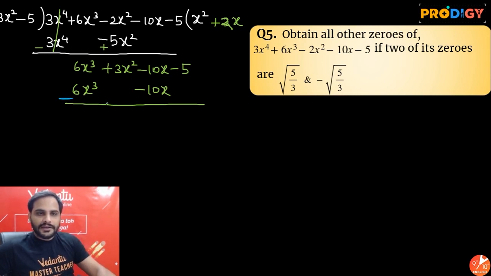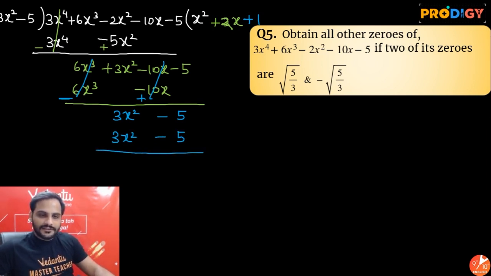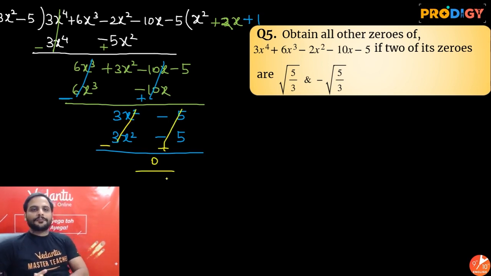So it will become minus, it will become plus. This got cancelled, this got cancelled. We are left with 3x square minus 5. How do I create 3x square from 3x square? Nothing, no need to do anything. Multiply with 1. 3x square, and 1 into minus 5 is minus 5. Let us change the signs. So if I change the sign, minus plus both got cancelled. At the end my remainder is 0.